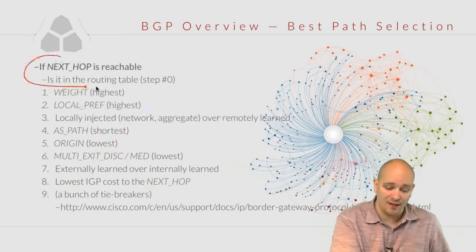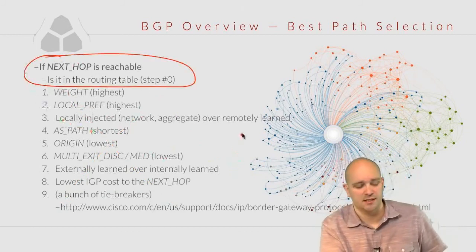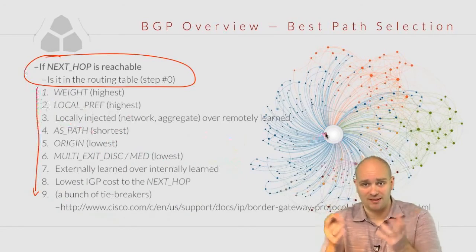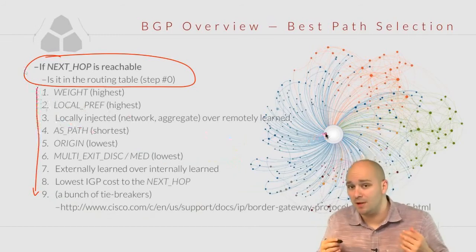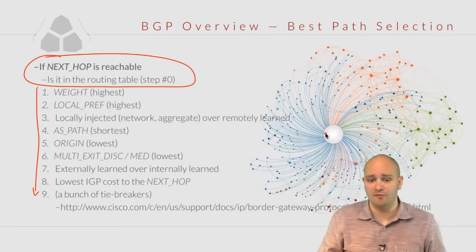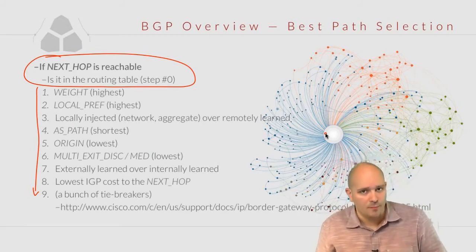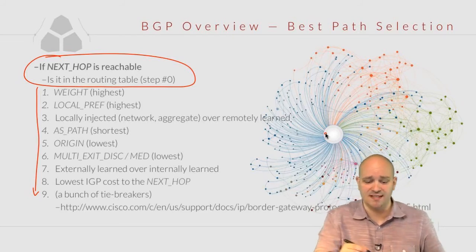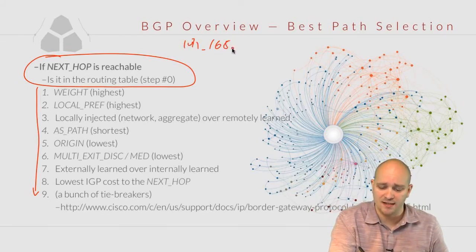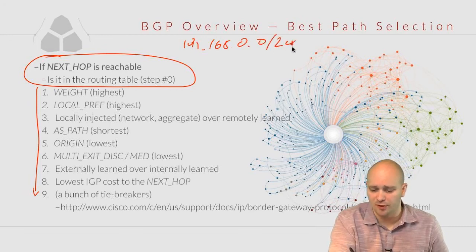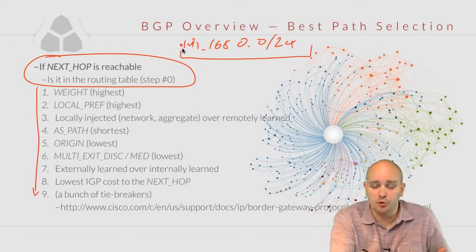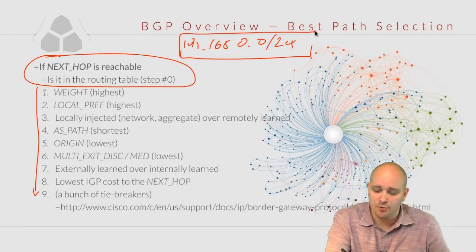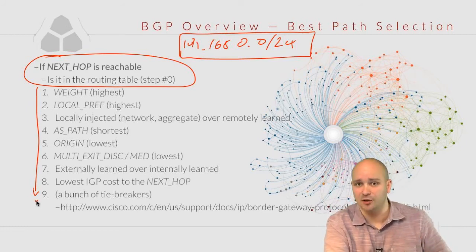Now, if the next hop is in the routing table, and this is the only check that is performed, then BGP is going to go through the list of these items, comparing multiple routing updates, multiple network layer reachability information entries for the same prefix. Now you remember that NLRI consists of the prefix and the attributes. So let's say that we have the same prefix 192.168.0.0/24, and we are learning this from two different peers, or whatever the scenario might be. So for the same prefix, two different updates with a different set of attributes.